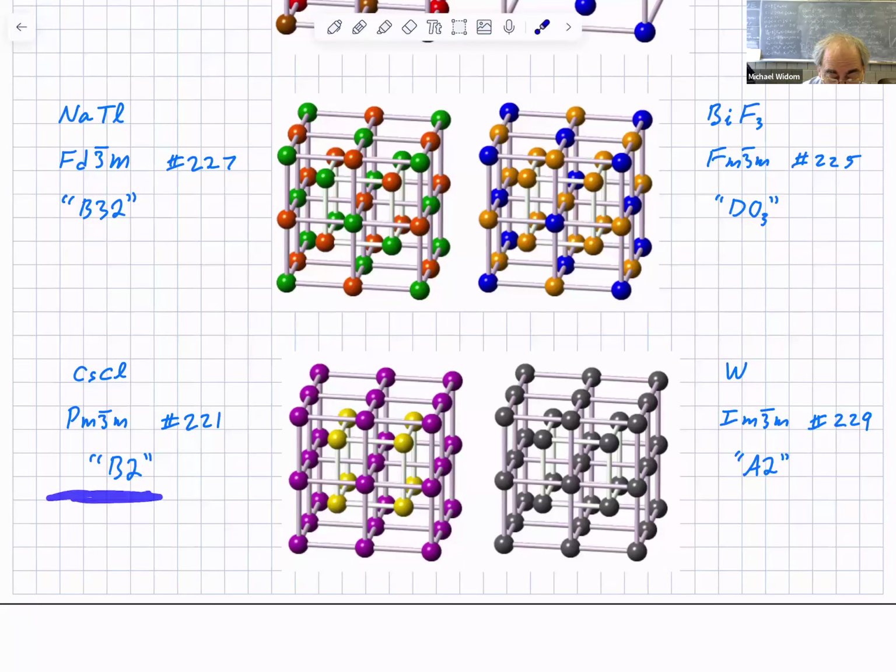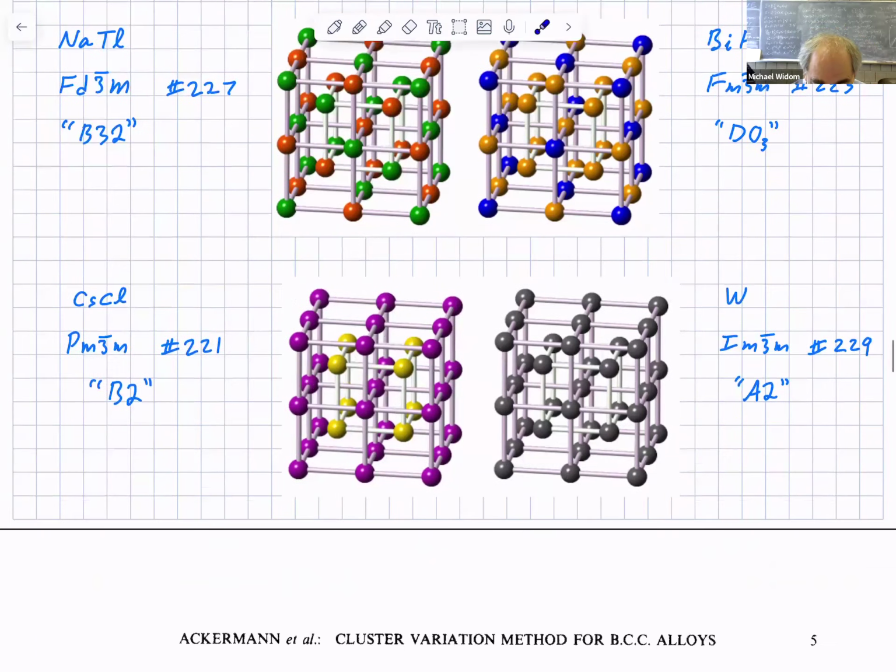Cesium chloride is sometimes called a B2 structure. The tungsten prototype is sometimes called A2. This is Strukturbericht notation, a terrible notation that unfortunately is popular in the materials science community. And also this sodium thallium is known as the B32 structure. There is almost no rhyme or reason to the naming of these structures.